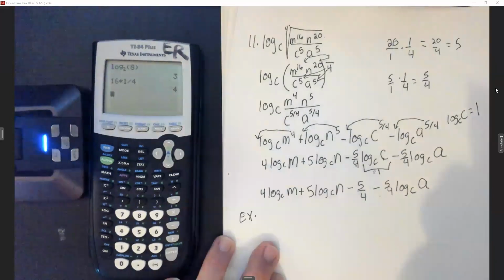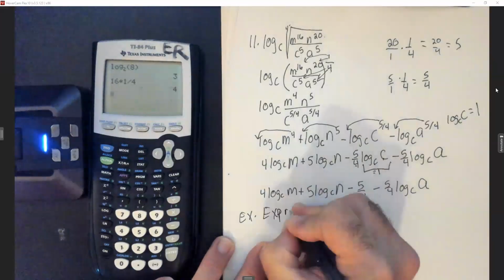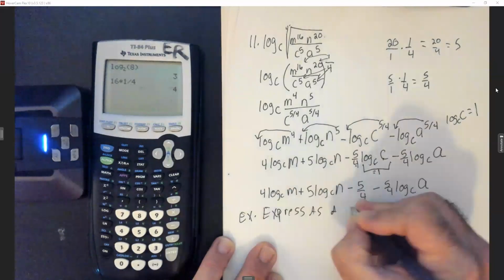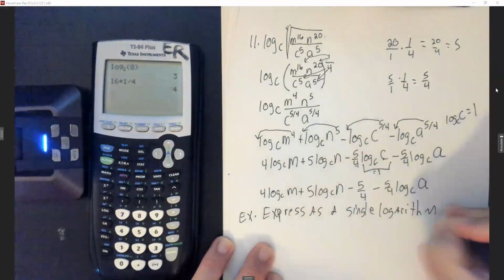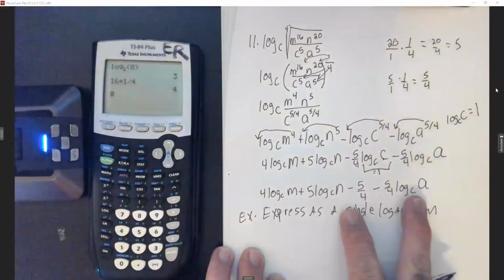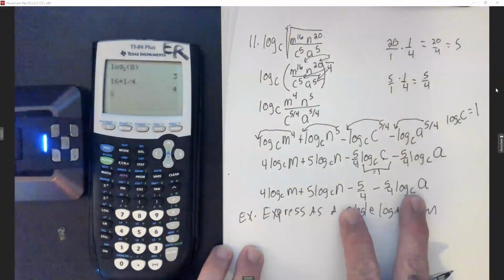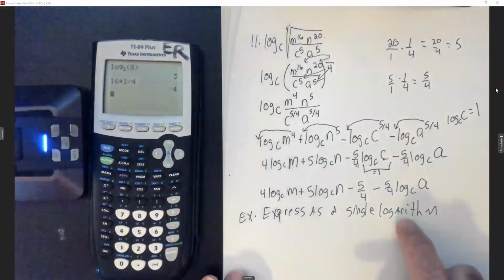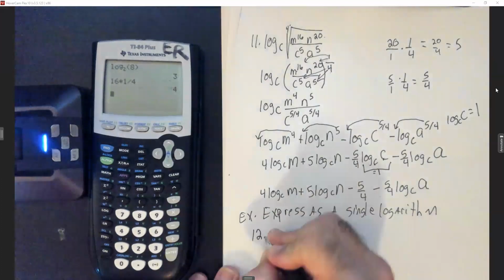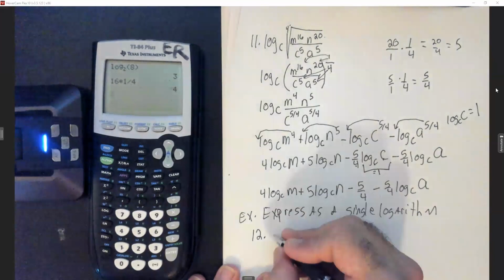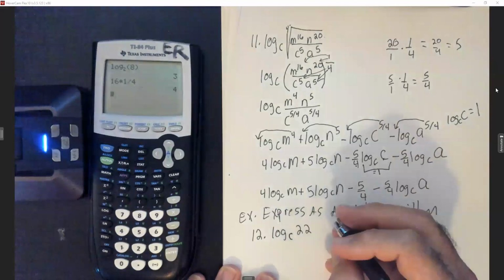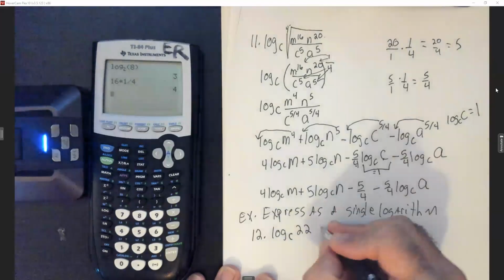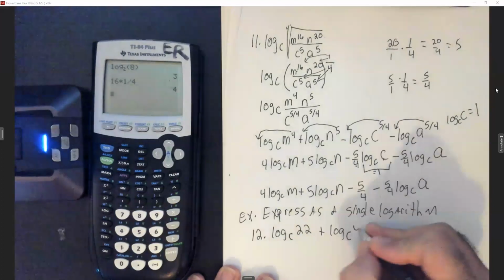All right, so now we're going to go the other way and express as a single logarithm. So we took a single logarithm and rewrote it as products and sums. Now we're going to take products and sums and turn them into a single log. So 12, I got log base C of 22 plus log base C of 45.